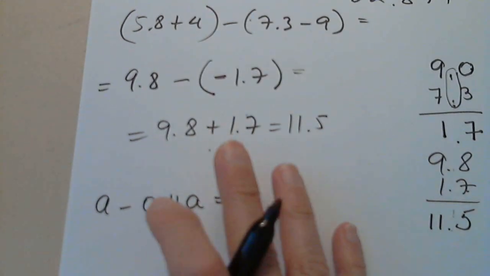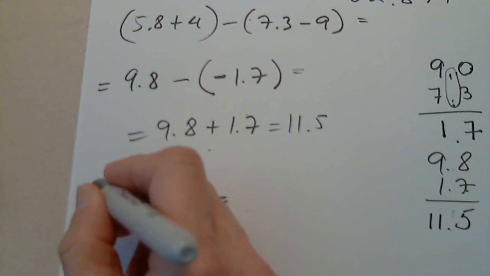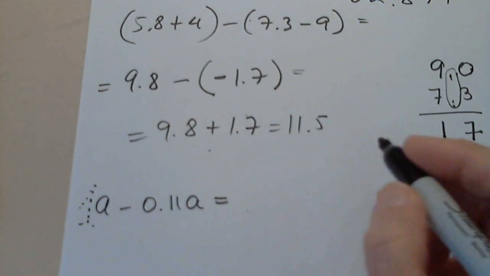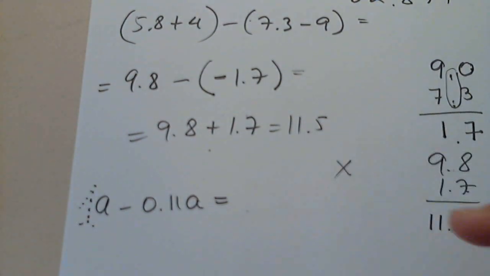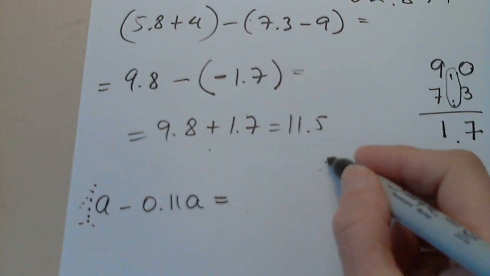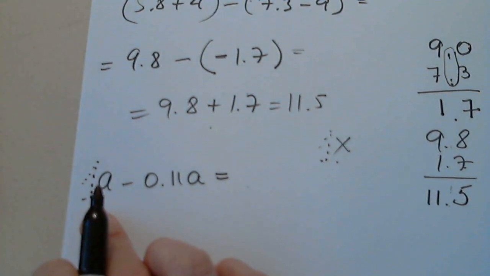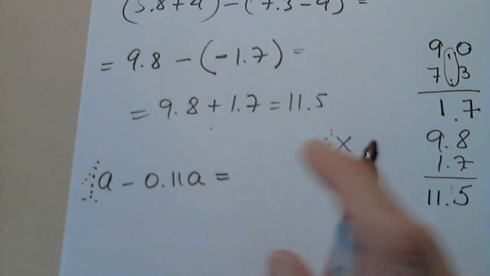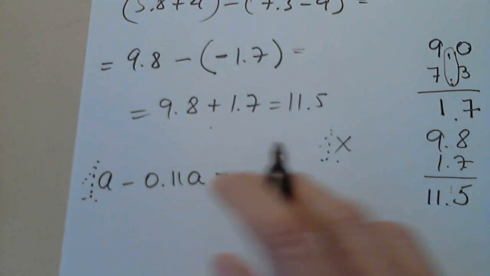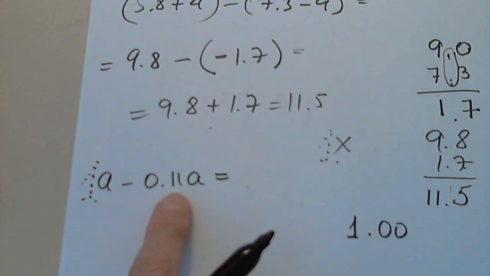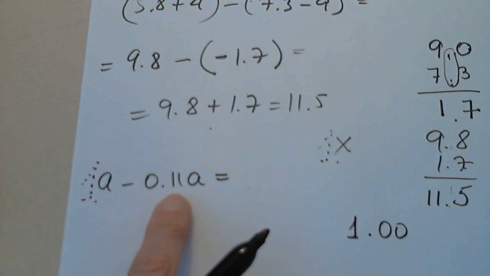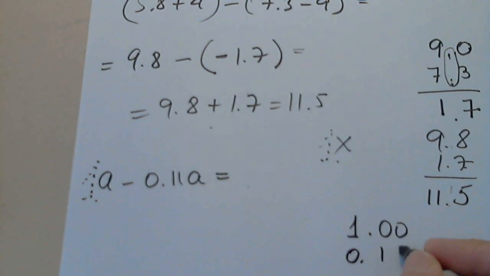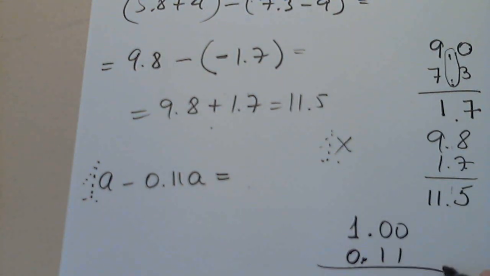Okay, so there is an imaginary 1 in front of a. The same thing with x. There is an imaginary 1 in front of x, and so on and so forth. There is a 1 in here. So what we're really doing is 1 apple minus 0.11 of an apple. So 1 point, I need 2 zeros. Why 2 zeros? Because the other number has 2 digits, from which I have to subtract 0.11.